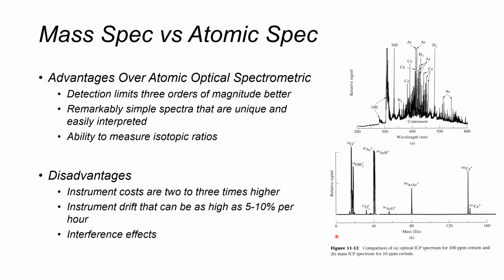So we've probably already encountered atomic spectroscopy. So how does it differ from mass spectroscopy? So there are a number of advantages and disadvantages of mass spectroscopy over atomic spectroscopy. Some advantages over atomic optical spectroscopy are the detection limits are 3 orders of magnitude better in mass spectroscopy, remarkably simple spectra that are unique and easily interpreted, and ability to measure isotopic ratios.